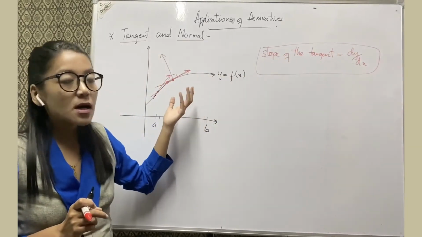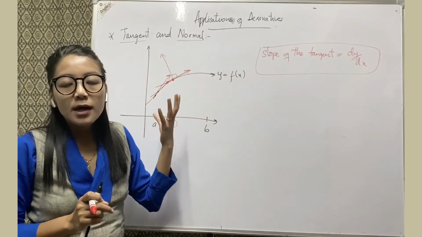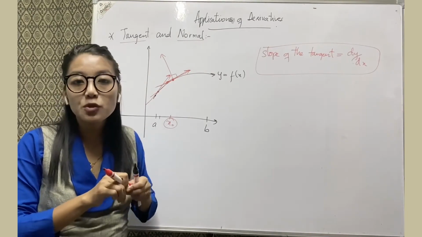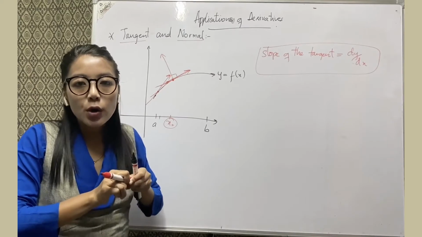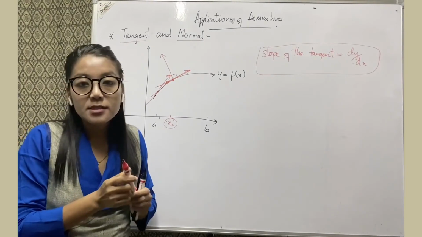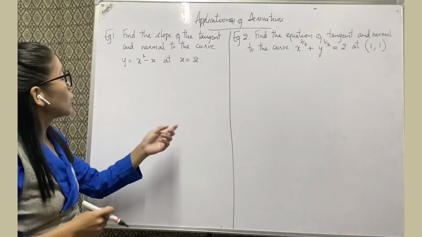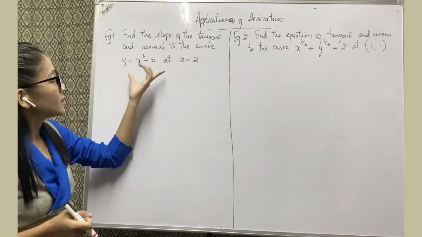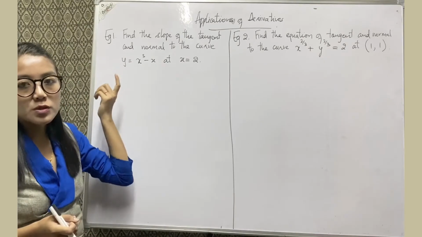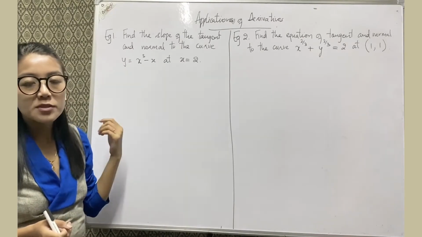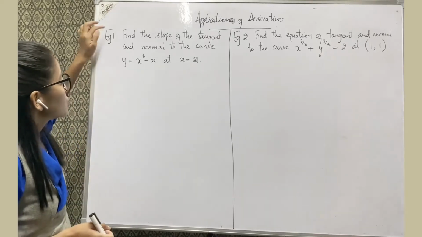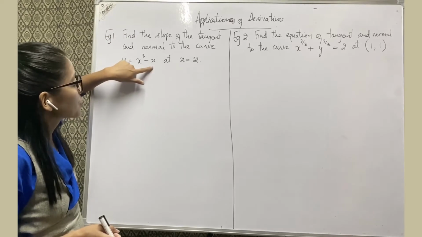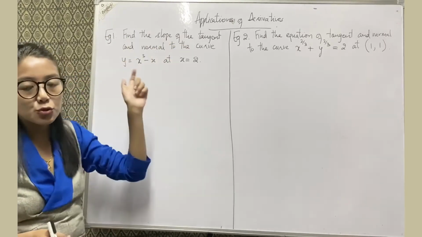So now for this topic I will take a few examples. Okay, so I will take few different types of questions which can be asked under this topic. Okay, now we shall take these two examples first. So these are very basic questions which can be asked from this topic, which can be of 1 mark. Okay, so find the slope of the tangent and normal to the curve y is equal to x cube minus x at x is equal to 2, right?